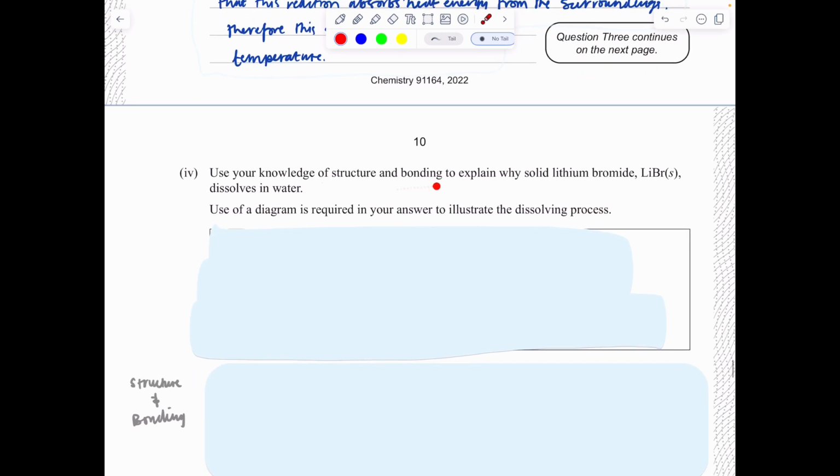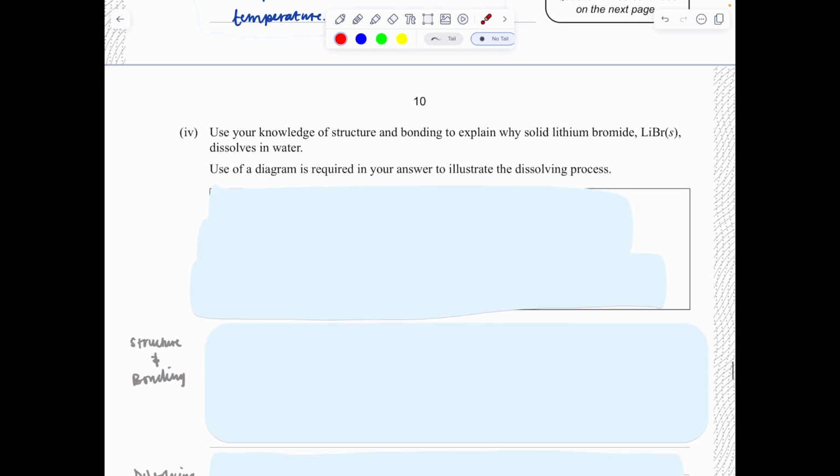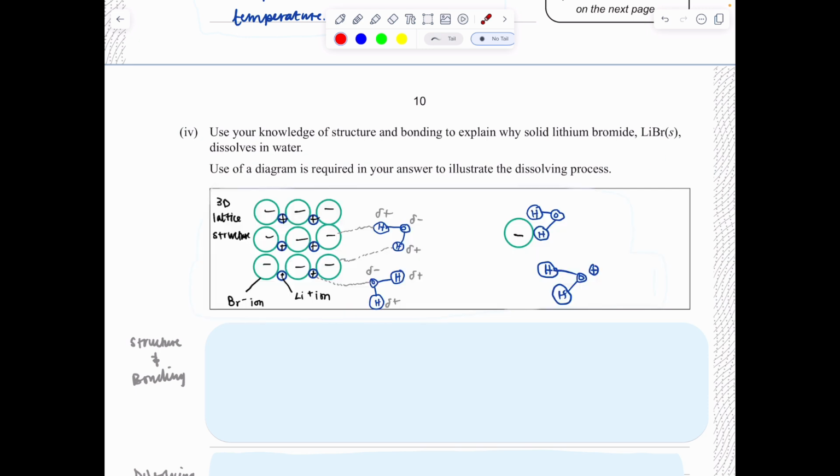Use your knowledge of structure and bonding to explain why solid lithium bromide dissolves in water. Okay, so we have to draw a diagram below. And so how are we going to draw it? We have to draw lithium bromide, which is what type of solid? Yeah, it's ionic. So, ionic solids are often found in a 3D lattice structure.